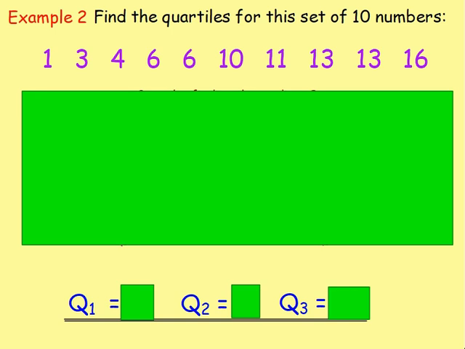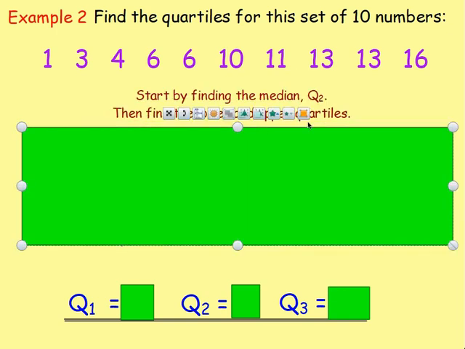Let's do it. Find the quartiles for this set of 10 numbers. We've got 1, 3, 4, 6, 6, 10, 11, 13, 13, and 16. So, first of all, the way you start this for getting the quartiles is once again get Q2. You want to get the median.